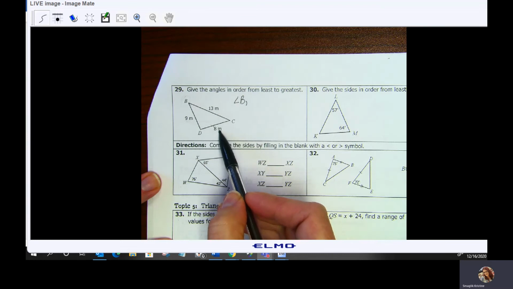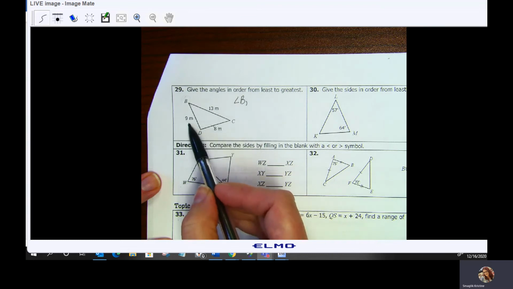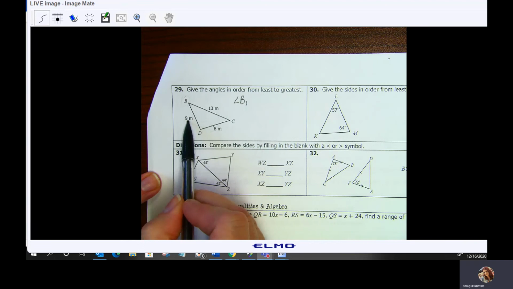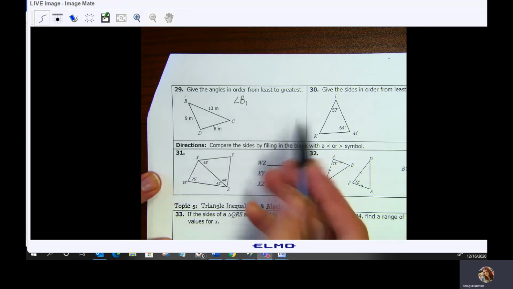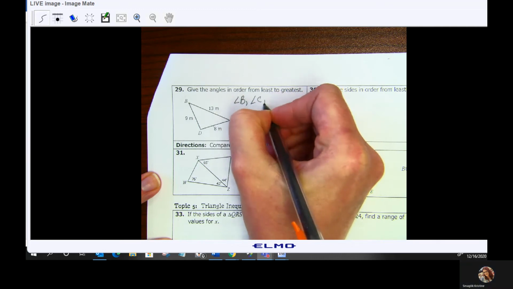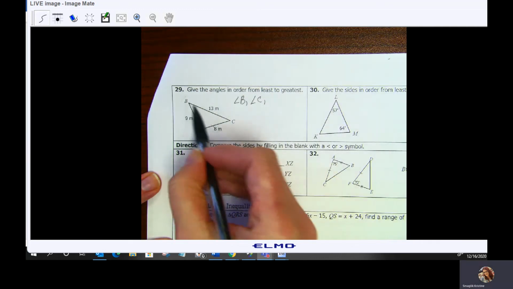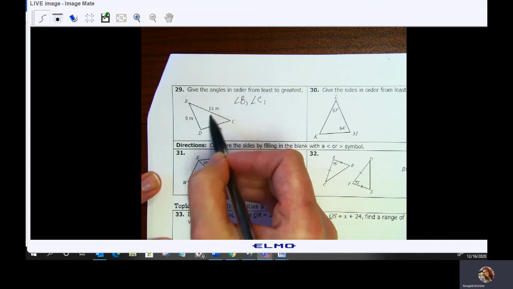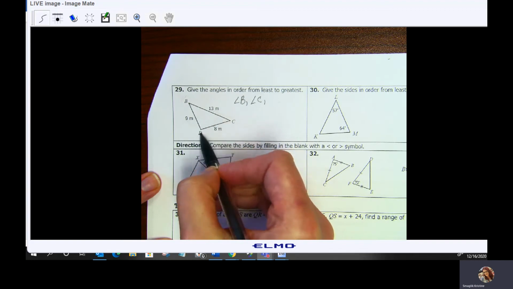So next up would be 9. Let's go across from BD. The angle across from BD is C. So that means C would be the next largest. Now 13, that's my largest side, so the angle opposite is going to be my largest angle.